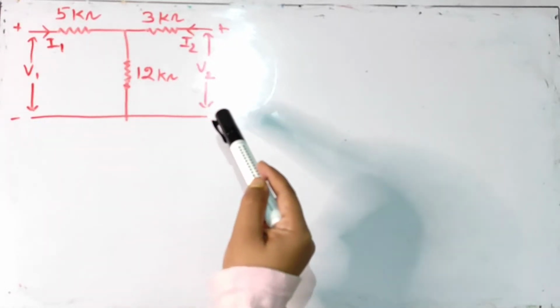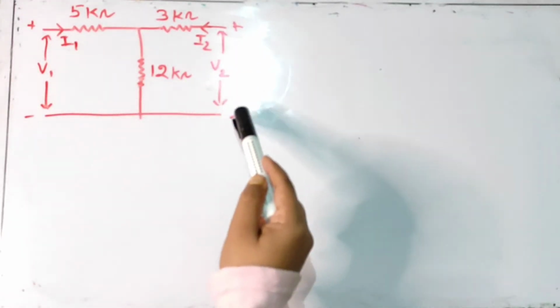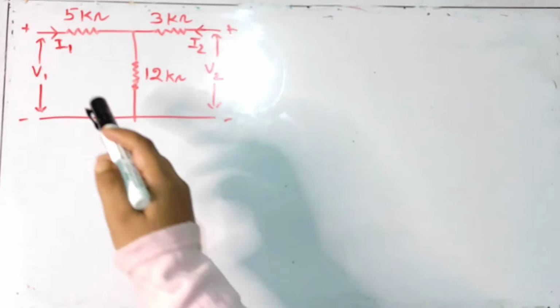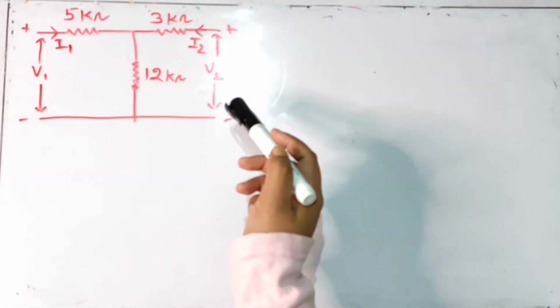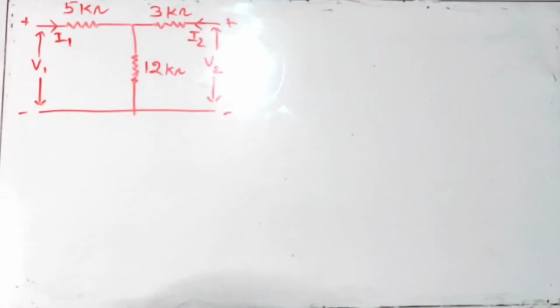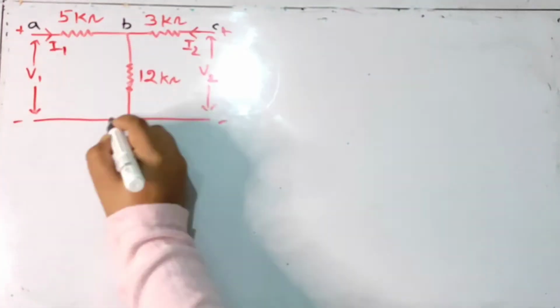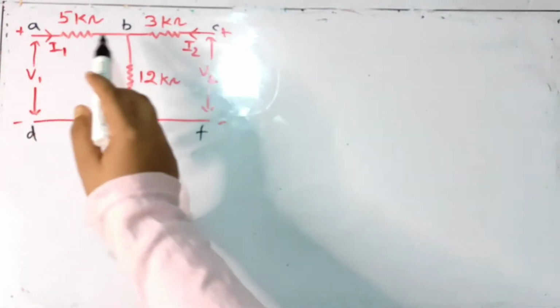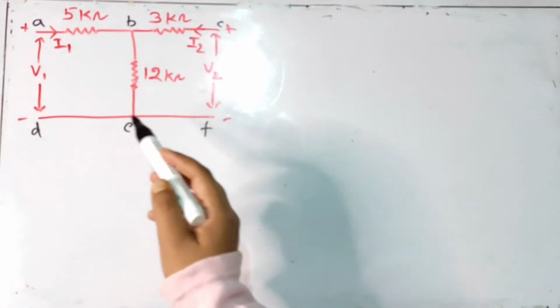So in this question, we are to find out Z parameters of this given circuit. It is a T-shaped network. The resistances are 5 kilo ohm, 3 kilo ohm and 12 kilo ohm. So let us first name the nodes. We named the nodes A, B, C, D, E, F for our convenience.